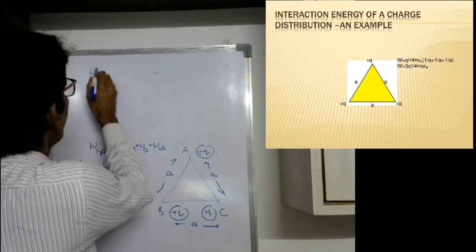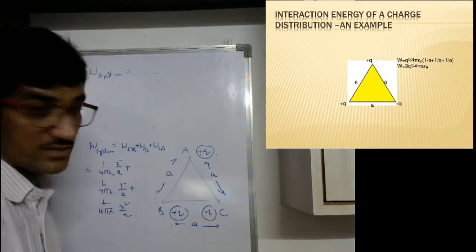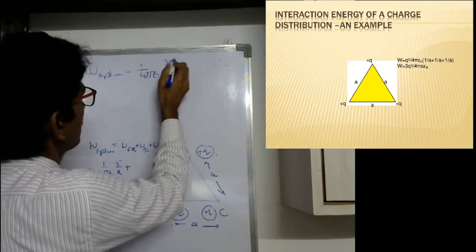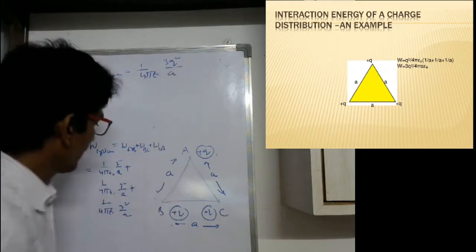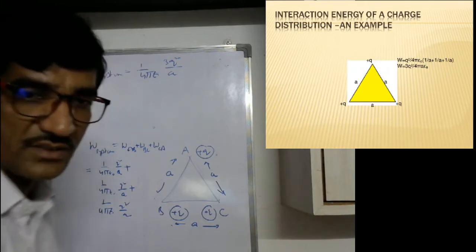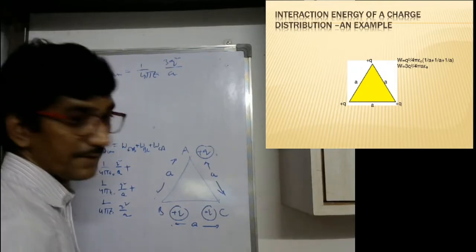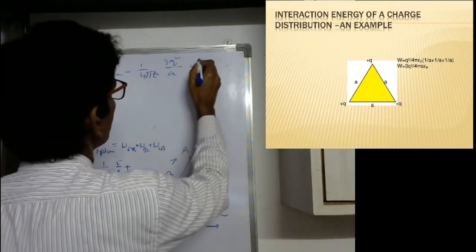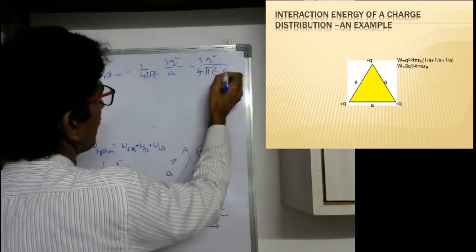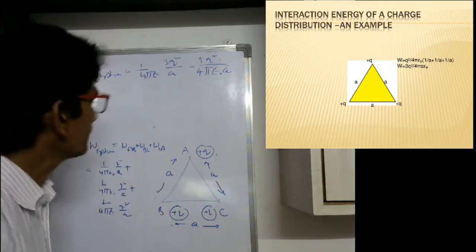Right. So, therefore, W system is equal to the sum of these three things, all of them the same. So you get 1 by 4 pi epsilon naught 3Q square by A. Why? Because all the terms are same. Three times one of the three terms is equal to 1 by 4 pi epsilon naught 3Q square by A. Otherwise, you simply write 3Q square by 4 pi epsilon naught A. Okay, right.